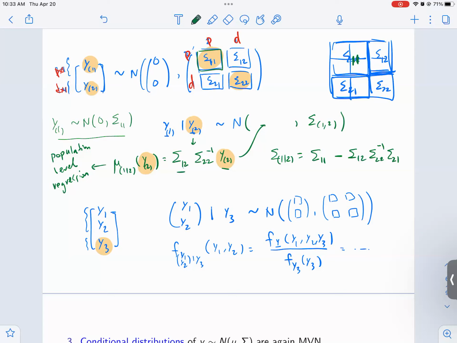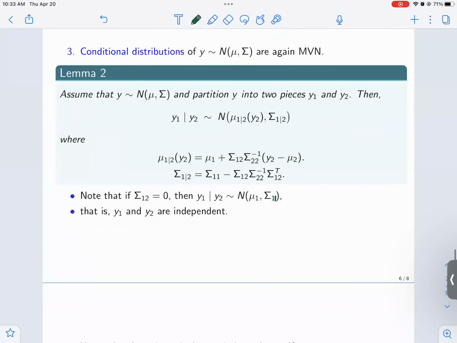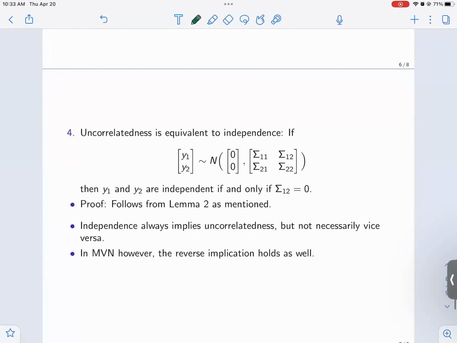Sounds good? Okay, so this is a little bit technical, but there you have it. So sigma 12 being 0, this is the final punchline, basically.